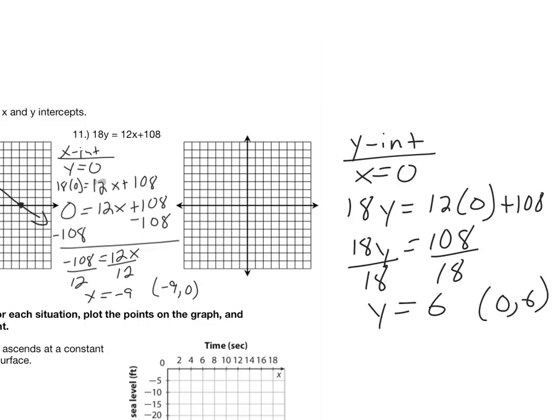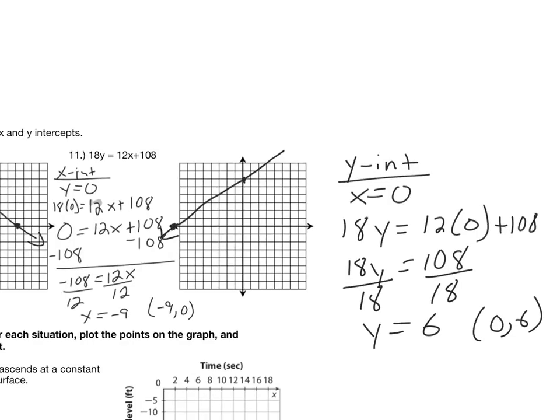Now, you just graph them. So your first one is negative 9, 0, which is not going to fit in this graph, is it? This graph only goes up to negative 8, 0. So negative 9, 0 would be somewhere right there in that arrow. Okay, and then you have 0, 6, which is right here. And you connect it, and that is your line. That's it.